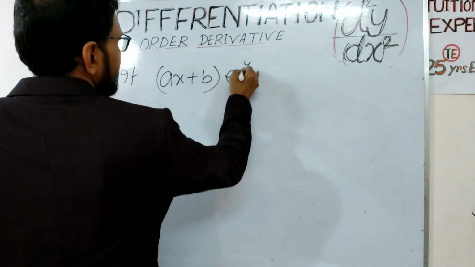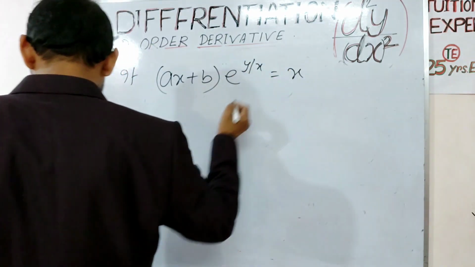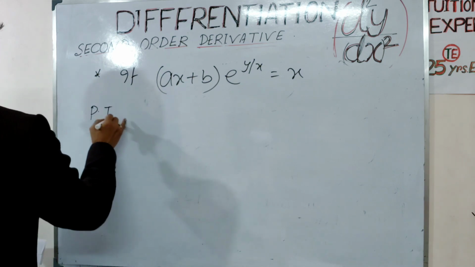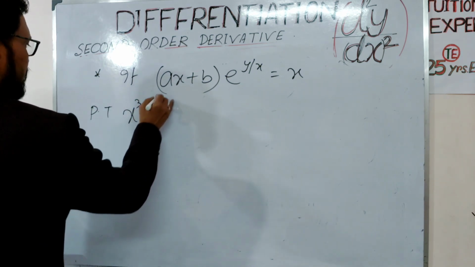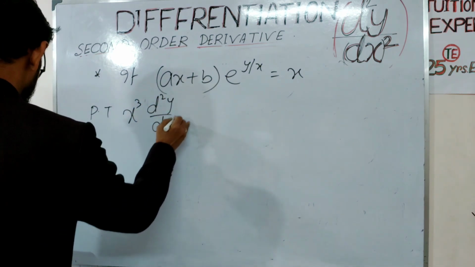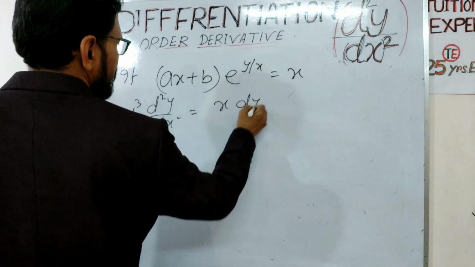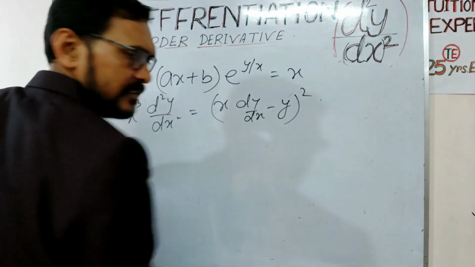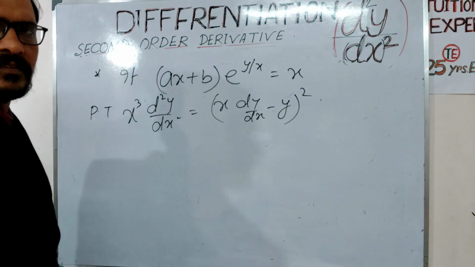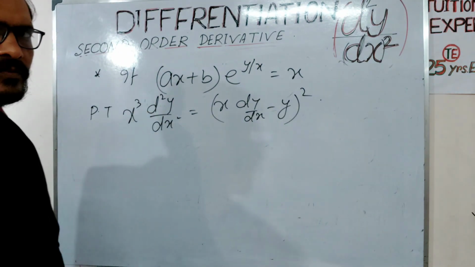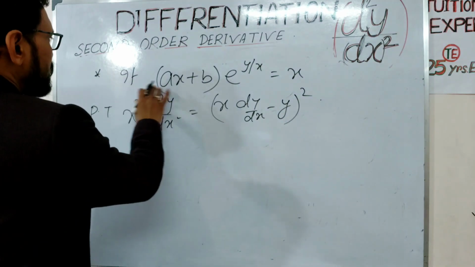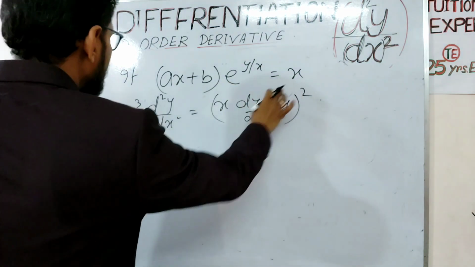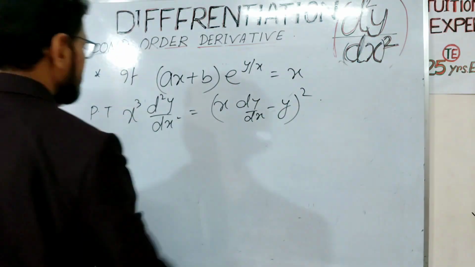y by x equal to x, prove that x cube d2y by dx square equal to x dy by dx minus y square. So this is the next proof. If x plus b e to the power y by x equal to x, prove that this equal to this.